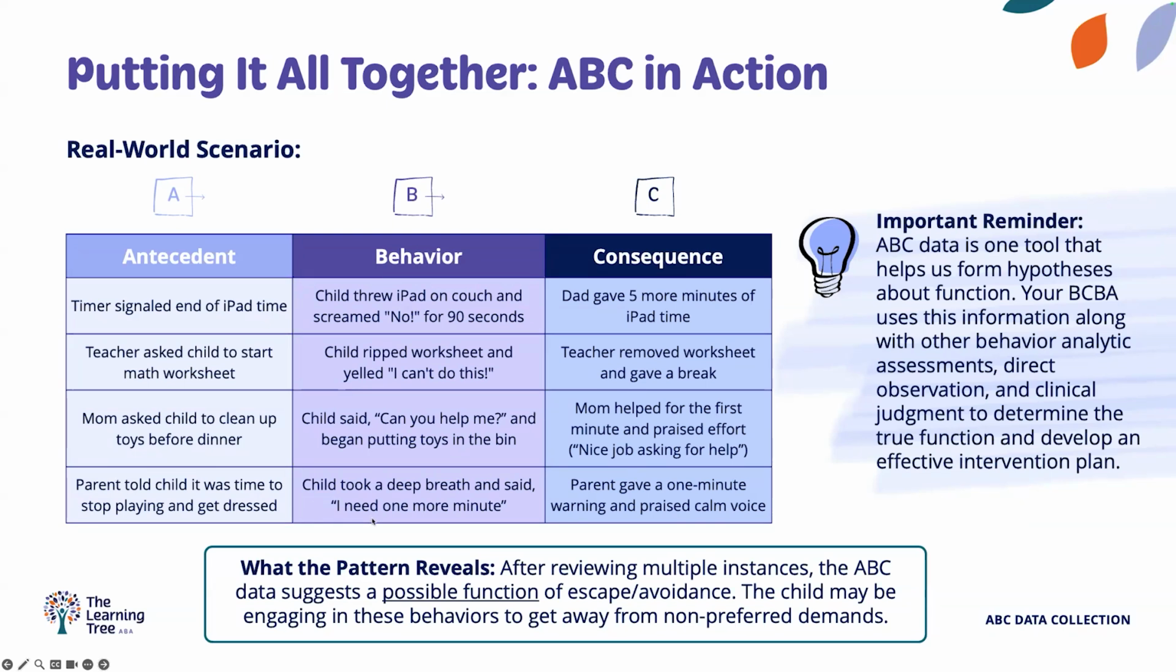And the last example here, the behavior: the child took a deep breath and said, "I need 1 more minute." That antecedent, what happened right before? The parent told the child it was time to stop playing and get dressed. And that consequence, what happened right after? That parent gave a 1-minute warning and praised the child for having a calm voice.